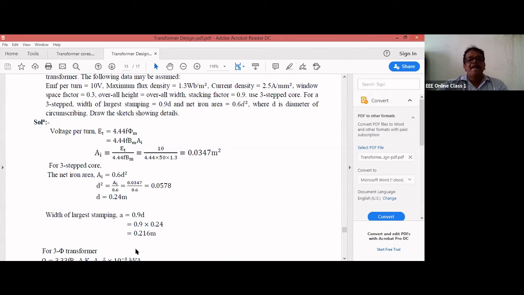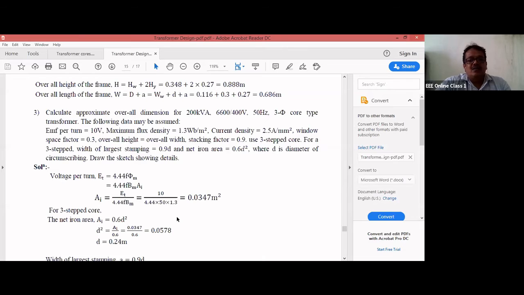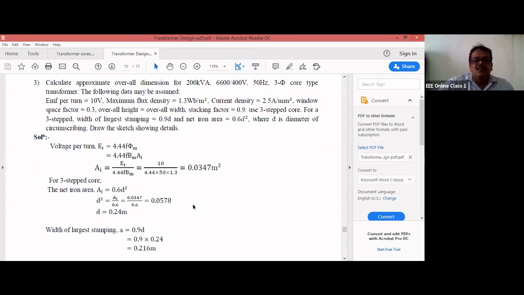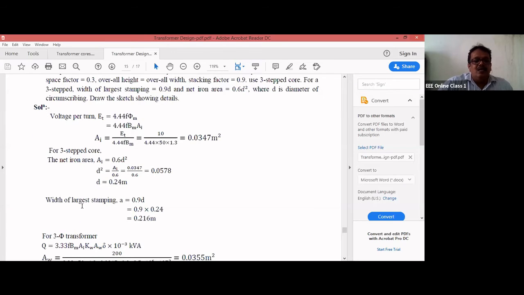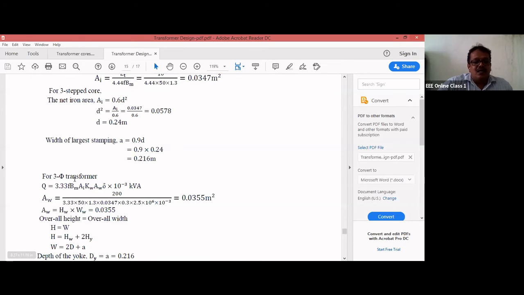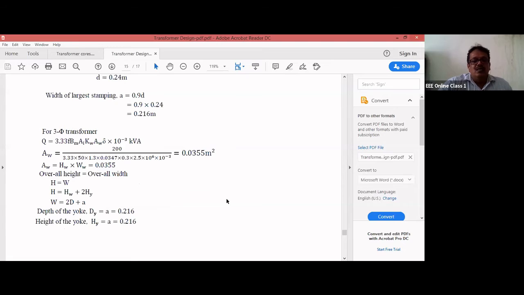Let's calculate now. Once again, we have to calculate the overall dimensions of the core and the overall dimensions of the yoke. In the same steps you calculate here. Calculate voltage per turn. For a 3-stepped core, A is equal to 0.6 D square, calculate D. Width of largest stamping is 0.9 D, calculate A. And you come to the output equation of a 3-phase transformer, find out AW. And AW is equal to H into WW. The area of the window is nothing but HW into WW, which is equal to 0.0355.